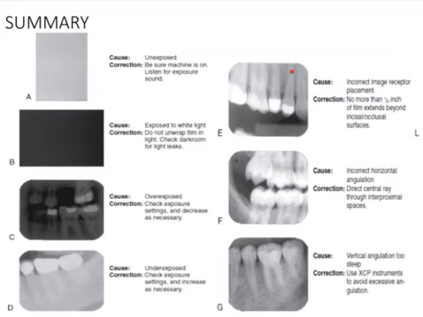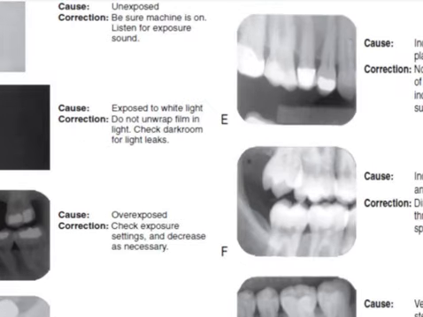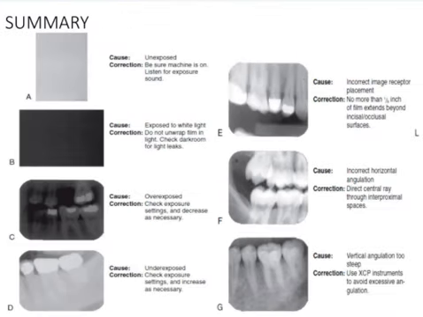Then incorrect image receptor placement. So here you can see that the film is not in line with the occlusal clearance. Okay, so the root gets cut. Incorrect horizontal angulation. So when there's an incorrect horizontal angulation, the teeth in that area become overlapped one on the other. Okay, so that is called overlapping. You can do a correction of the horizontal angulation and it will be okay.